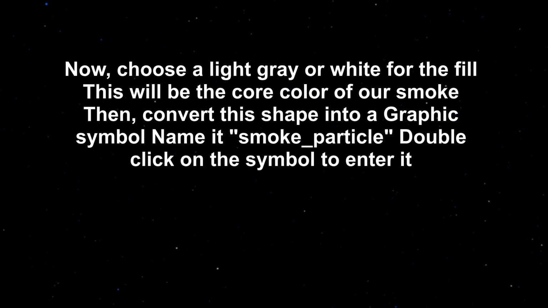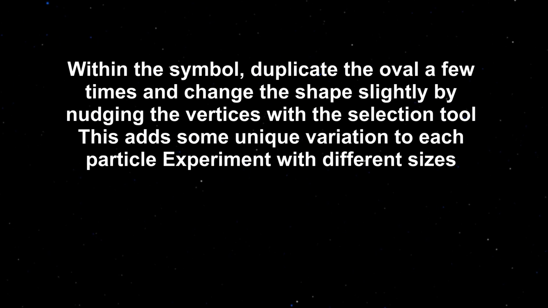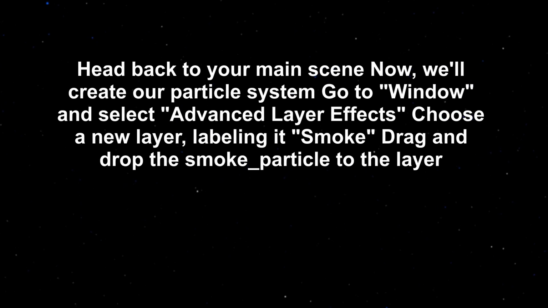Name it smoke_particle. Double-click on the symbol to enter it. Within the symbol, duplicate the oval a few times and change the shape slightly by nudging the vertices with the selection tool. This adds some unique variation to each particle. Experiment with different sizes. Head back to your main scene now.